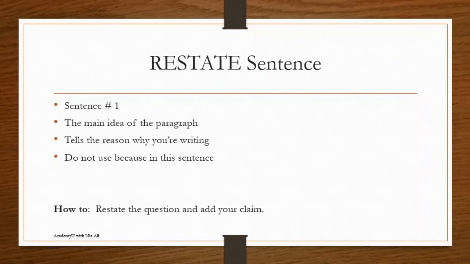In this sentence, it is very important that you do not use the word because. How to write this sentence? You simply restate the question and add your claim, making certain to implement our sentence requirements. So what should that look like?